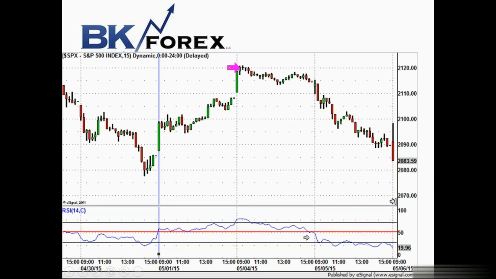There's actually an example on the short side here where we went above 70. Then you waited for it to touch 50. So you were basically sold right around here. Stop over here, probably close half your position here, and the rest when it moves into oversold over here.